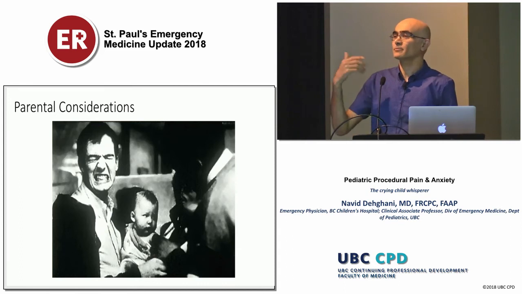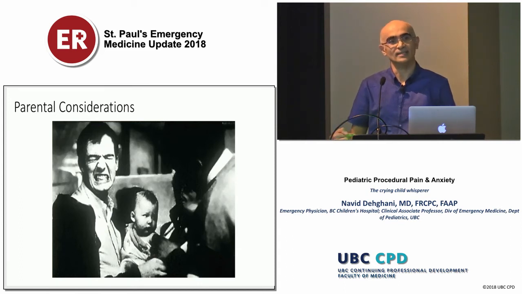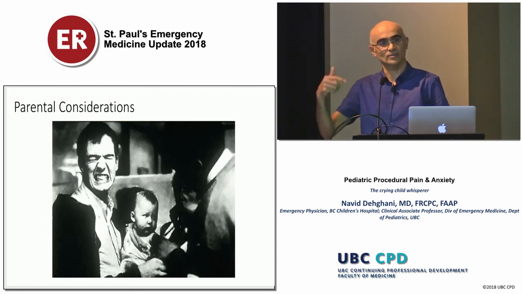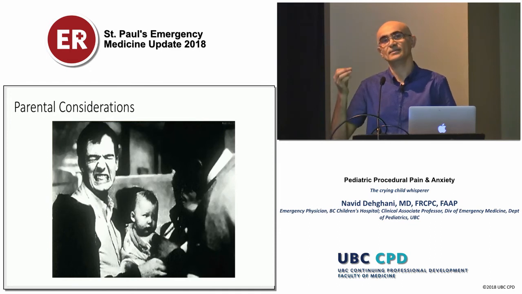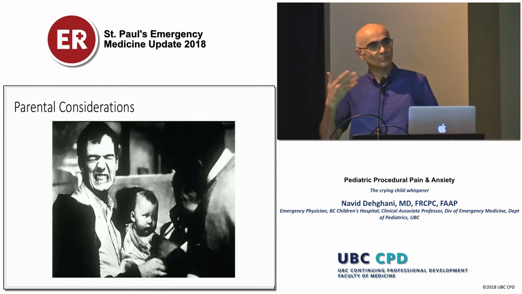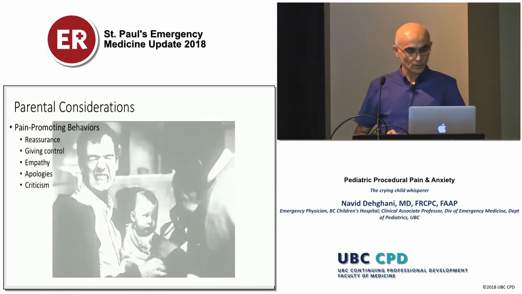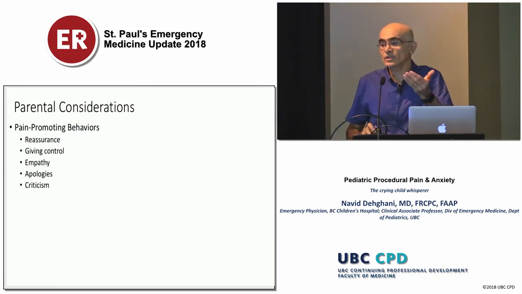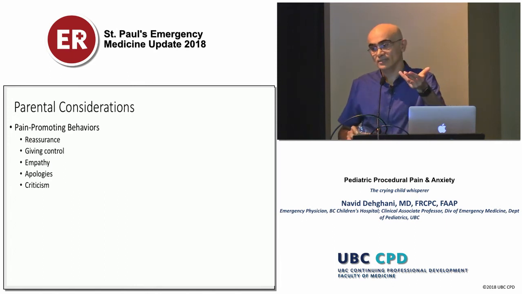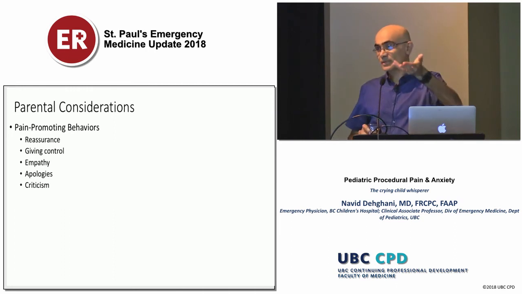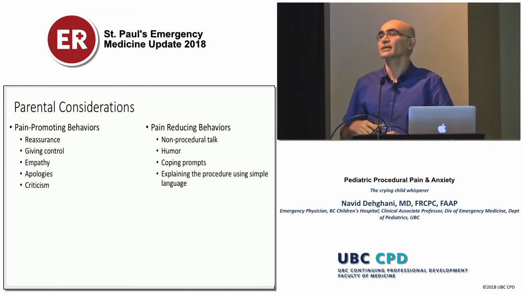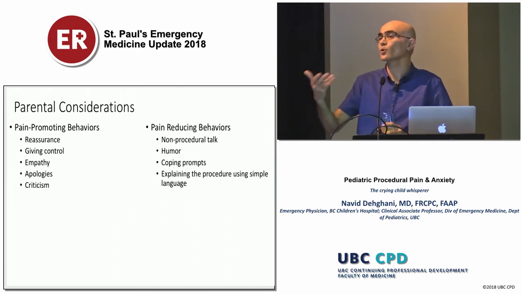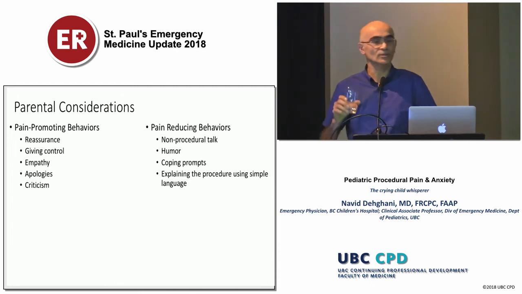It's been shown that up to 50% of the pain response that you see in children is directly related to the way parents respond to their child receiving a painful stimulus. Up to 50%. So it's really important to be aware of it. And sometimes having a little chat with the family about effective ways of mitigating pain might help you. So without going into each one of these in detail, pain-promoting behaviors by parents are excessive reassurance, giving control, excessive empathy, apologies, and criticism. Whereas pain-reducing behaviors are if you talk about other stuff, if you use humor, if you provide coping prompts, and some of the parents need to be coached on this, and explaining the procedure using simple terms and terminology.